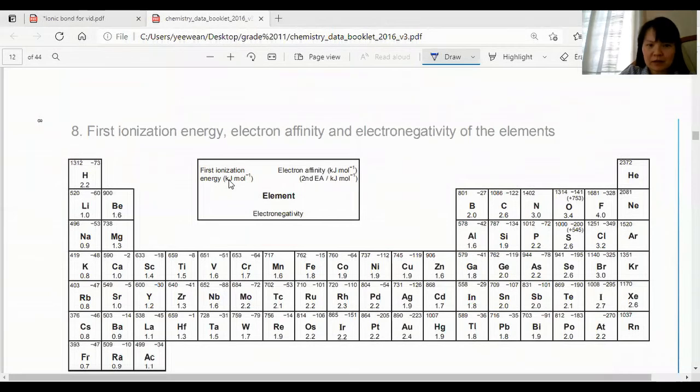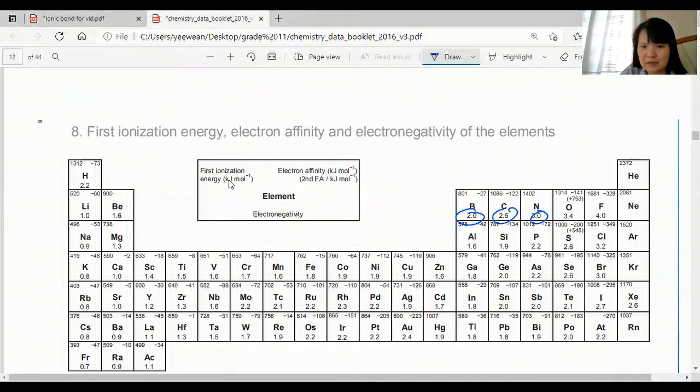Although in the IGCSE syllabus, you might have this general sweep that metals and non-metals will form ionic bond and non-metals will form covalent bond. That is not always true. Now that you're in the IB syllabus, now it's more detailed. So we're going to use these electronegativity values to find out whether it's ionic or covalent.